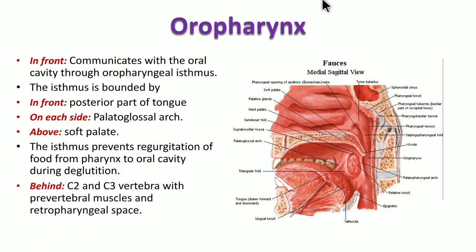Okay, so that is the oropharynx, which you have seen anteriorly. It communicates with the oral cavity through the oropharyngeal isthmus. Behind, it is supported by the second cervical vertebra, C2, the axis vertebra, and then the third cervical vertebra, C3, and of course in front you have the intervertebral disc, and in front you have the paravertebral muscles lined by the prevertebral fascia.